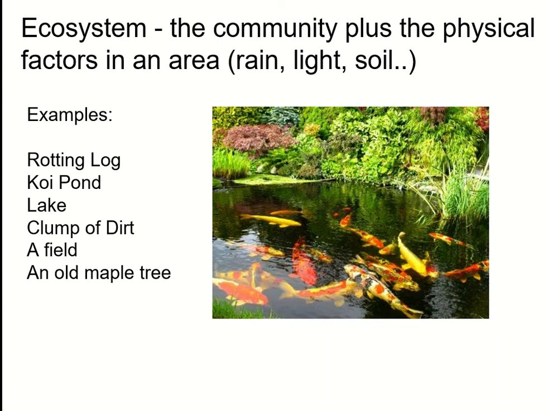An ecosystem is the community plus the physical factors in an area, such as sunlight, rain, soil, temperatures. These are often called abiotic factors, and that's another term that you're going to look up with some of your homework. Some examples would be in this picture here. We have a rotting log, a koi pond, a lake, a clump of dirt, a field, an old maple tree. All of those would be things that affect an ecosystem.